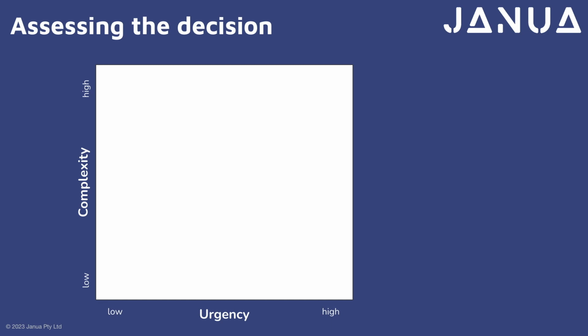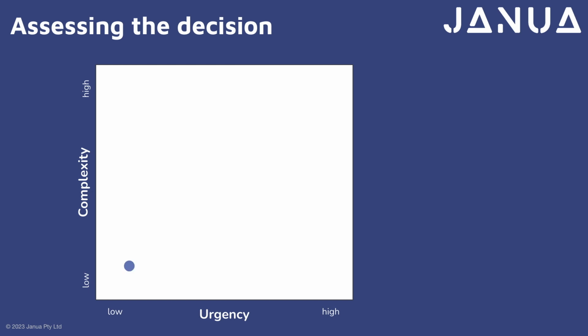Assessing the decision. When you are preparing to make a decision, you need to assess the type of decision before taking action. Decisions vary greatly, so how do we assess them before making a start? Broadly speaking, decisions can be assessed based on the size or complexity of the decision and the urgency.